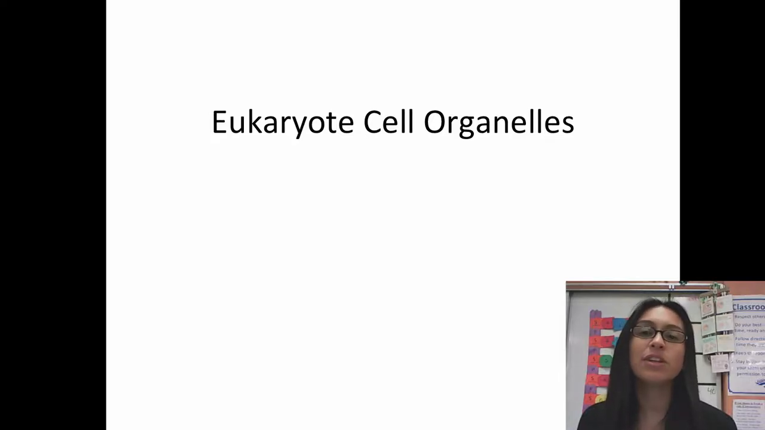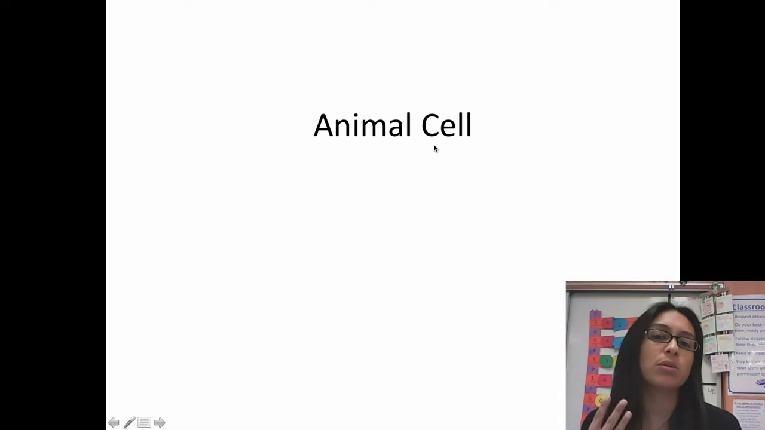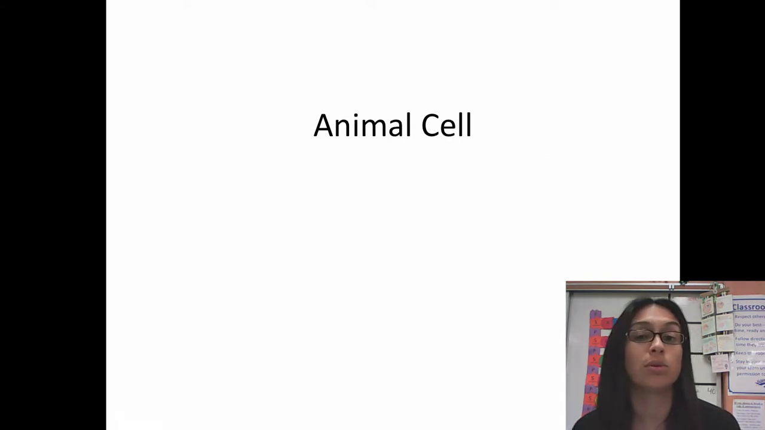Hey Mustangs, in this video we're going to look at a quick introduction to eukaryote cell organelles. Now we're going to start with animal cells because just about everything that an animal cell has, a plant cell has. Okay. Now what we're going to want to do with these organelles, there are three things that you're going to need to know by the time we're done with organelles.